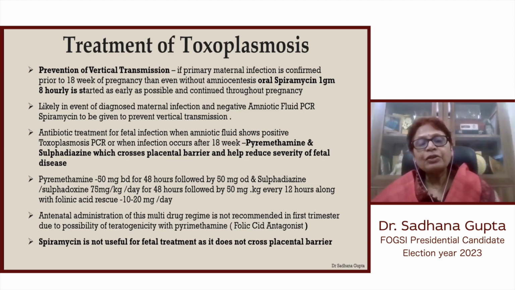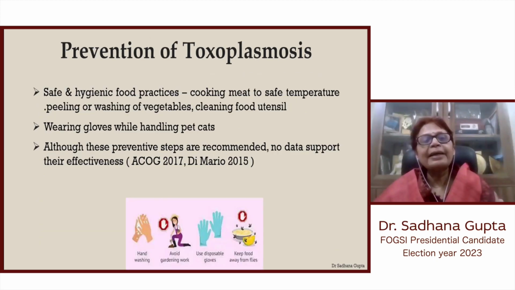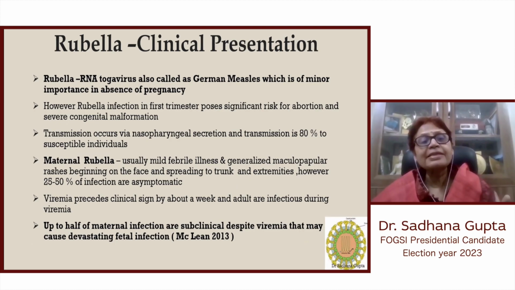Antenatal administration of this multi-drug regime, that is pyrimethamine and sulfadiazine, is not recommended in the first trimester because of the multiple drugs, and you have to add folinic acid also. Spiramycin is not useful for fetal treatment as it does not cross the placental barrier. How can we prevent it? Public education about hand washing, handling cat litter, and good food practice.